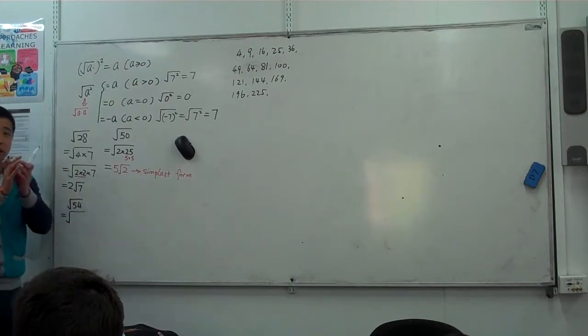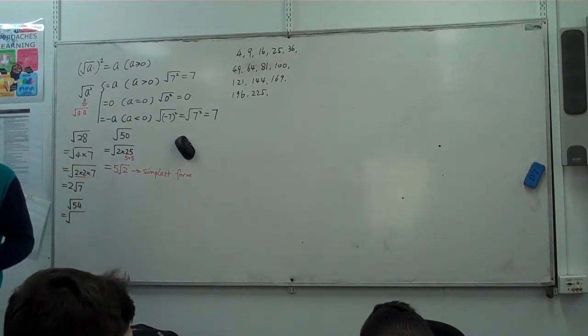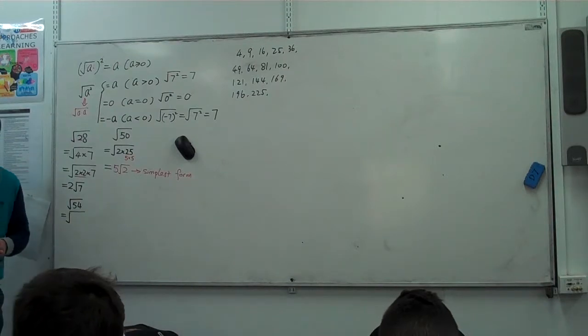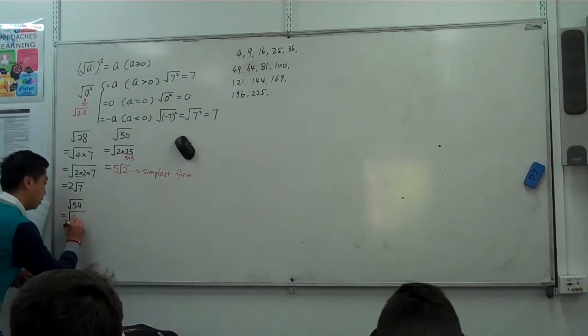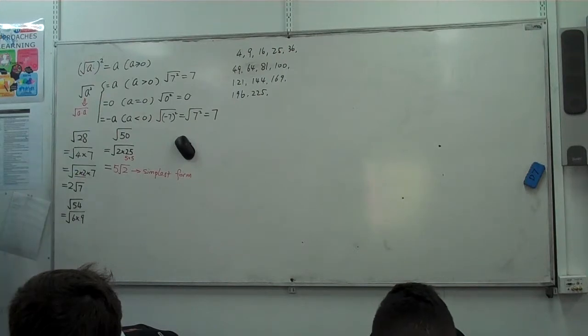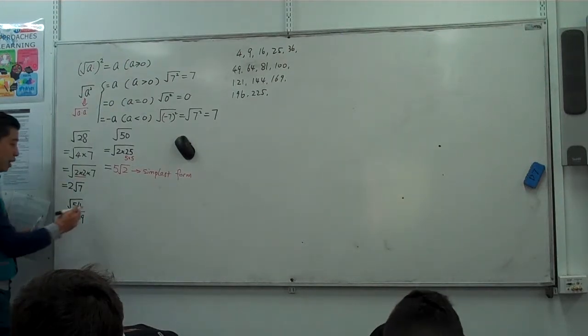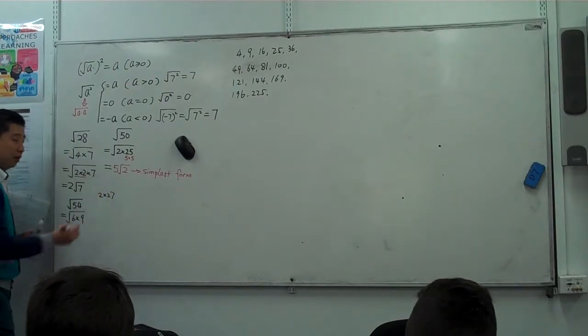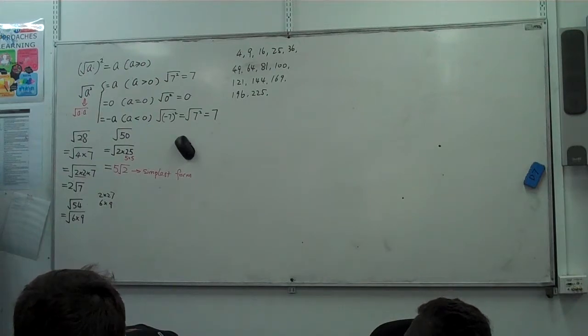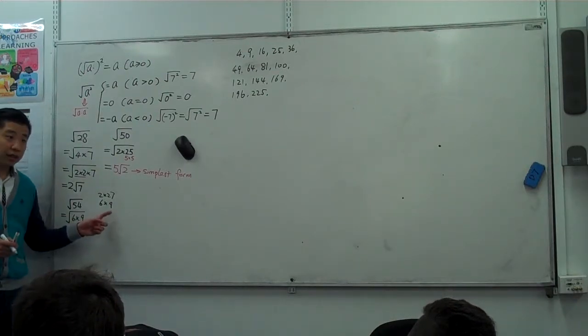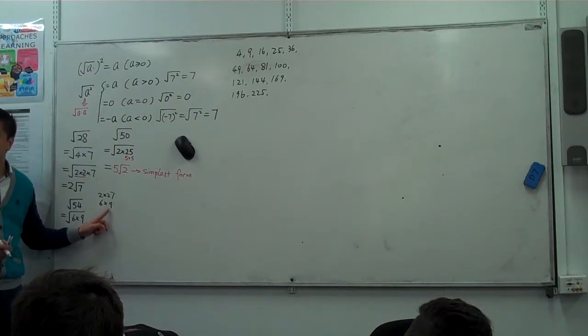How can I break 54 apart? 54 means 6 times 9, right? Yes. Why do you choose 6 times 9? Not 2 and 27. You can have 2 times 27. Why do you choose 6 and 9? Because 9 is a square number.